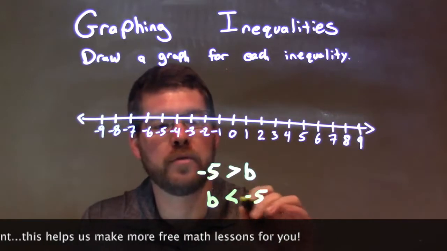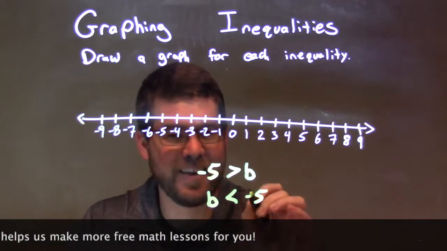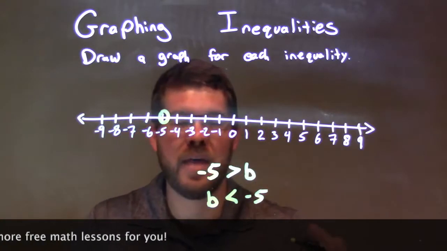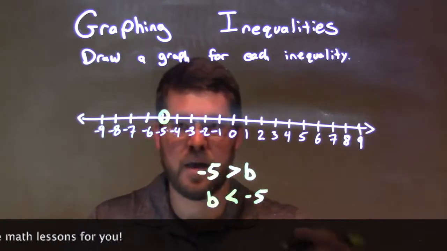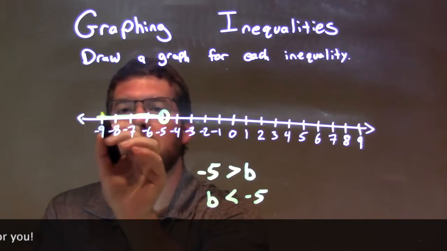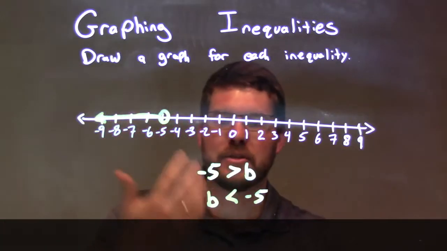We have an open circle because it is not equal to negative 5, so we have an open circle right there. Then, since b is less than negative 5, we shade to the left, right? And then we have our graph. Our graph now matches our inequality, right?